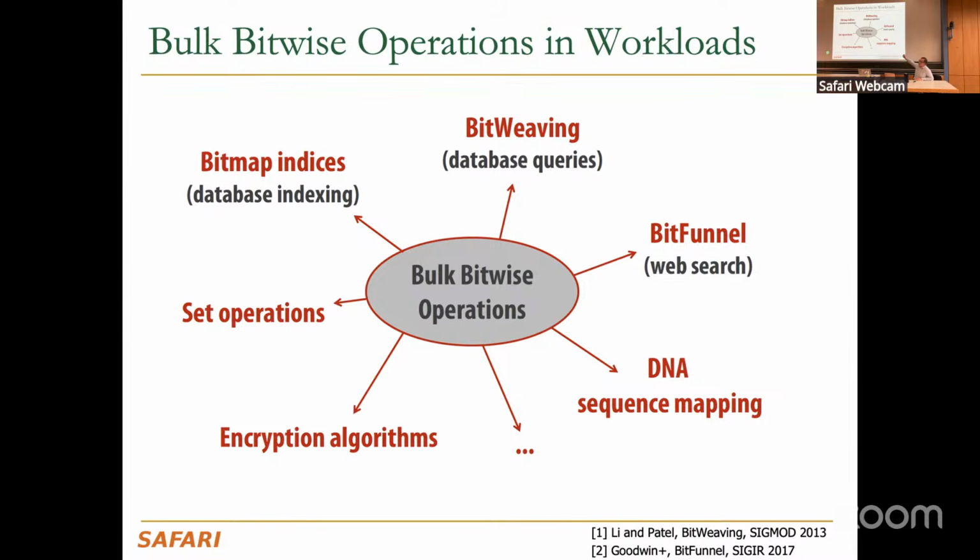A lot of DNA sequence mapping, as we will see later on with near memory processing, is very bitwise. Encryption algorithms do a lot of bitwise operations. You can talk to Mayank in the back about that. And then set operations. If you represent set membership using bit vectors, you can do set union, set intersection. They're all bitwise operations essentially, which we're going to see with bitmap indices also. So there are some algorithms and workloads that actually heavily use bulk bitwise operations.